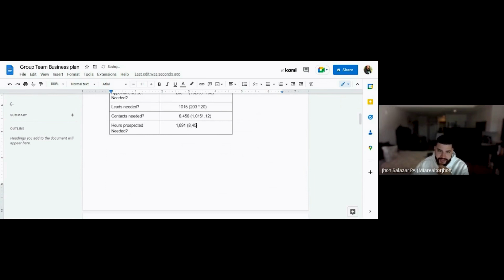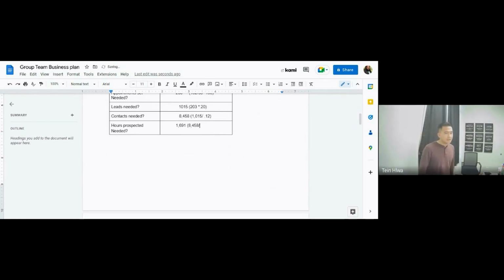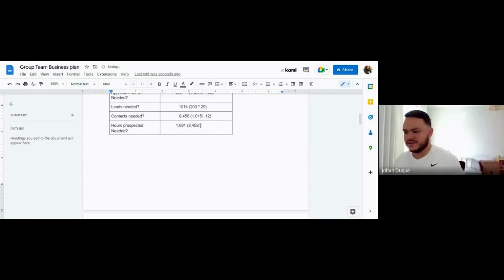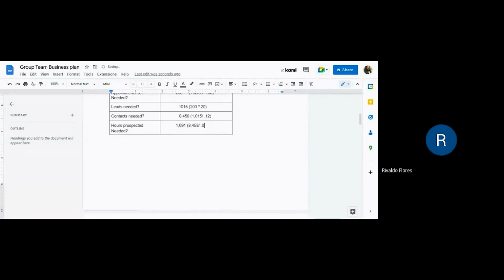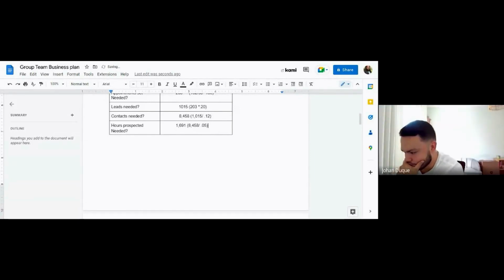So that's 1,691 hours of prospecting. I got 1,163. 1,163 divided by 5%? No, just divide it by 5. Just divide by 5 because it's just contact.